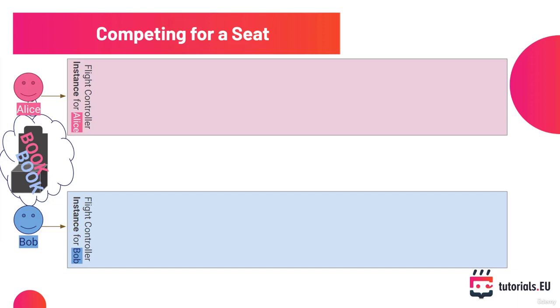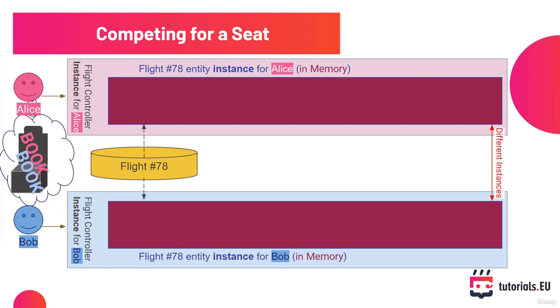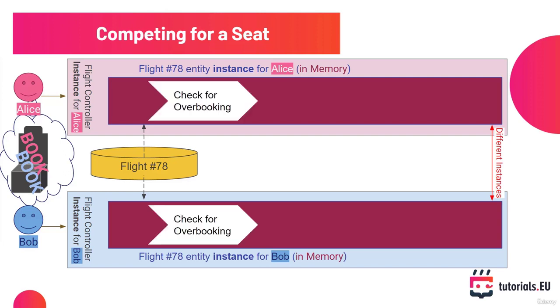ASP.NET creates a new instance of the flight controller for each of them. Alice's controller instance and Bob's controller instance both fetch the flight from the database. Still, Entity Framework creates a different instance of the flight entity for each request in their controller instance. Then, each instance of the flight entity class checks for overbooking. The remaining number of seats field equals 1 for both instances, so none of them detected any overbooking.